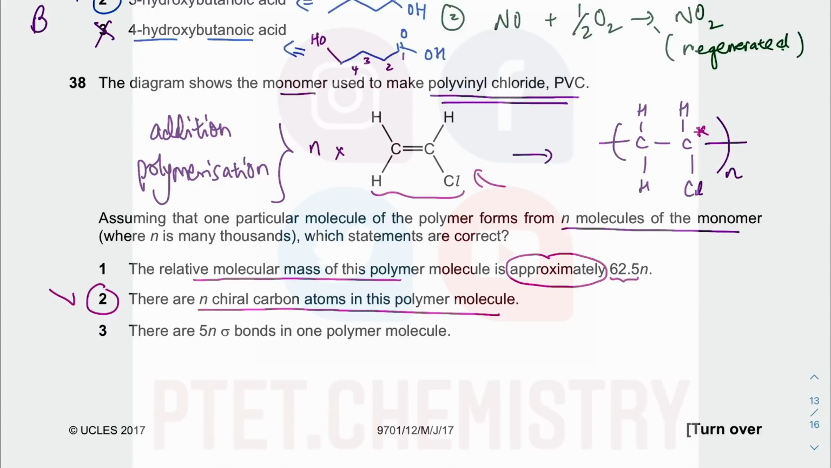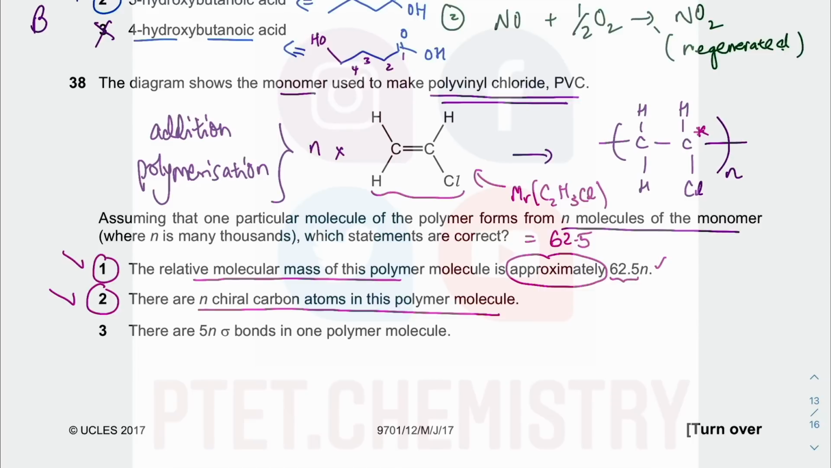Check the molar mass of this. There's Mr of C2H3Cl. That's equal to 12.0 times 2 plus 3 times 1.0 plus 35.5. That gives me 62.5. I have n number of this monomer in this polymer, so n molecules of the polymer. So I'm looking at the relative molecular mass being 62.5n, and that is precisely correct.